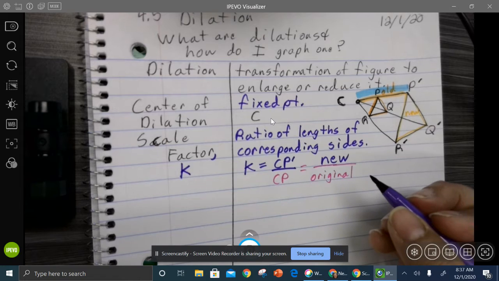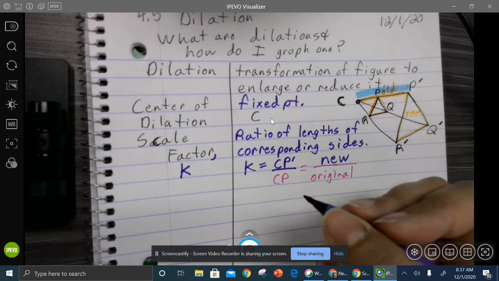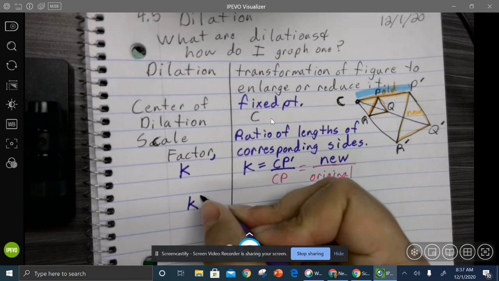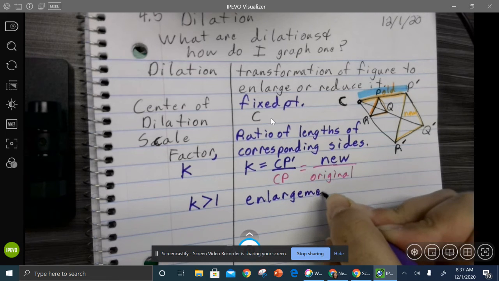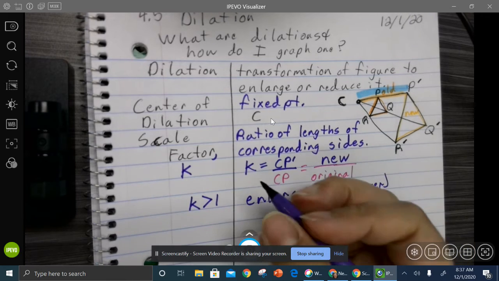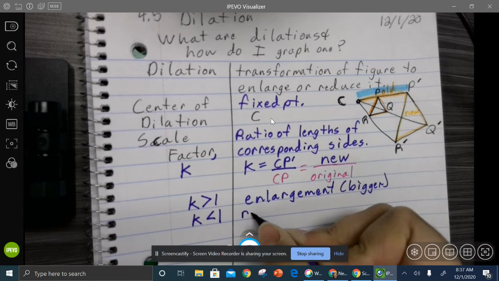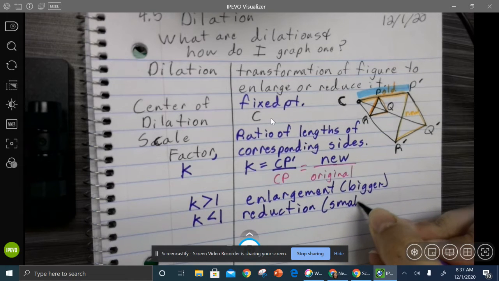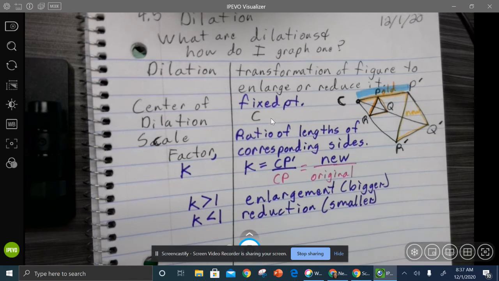Let's do some examples. If K is greater than 1, it's an enlargement. It's going to become bigger. If K is less than 1, the scale factor is less than 1, it's a reduction, so it's going to become smaller. And if it's equal to 1, it's just staying the same.